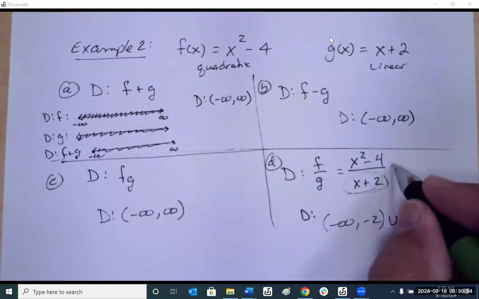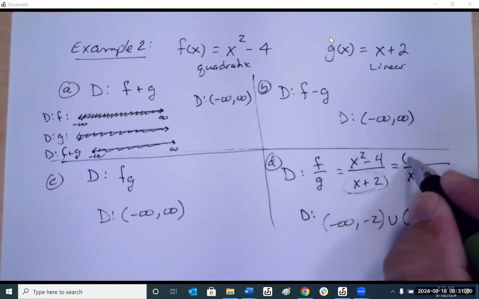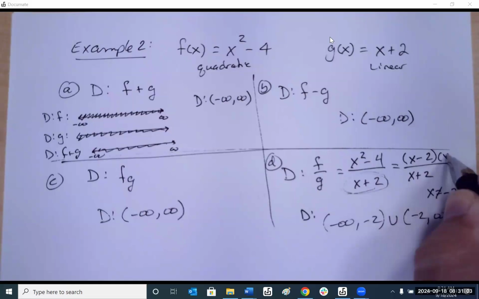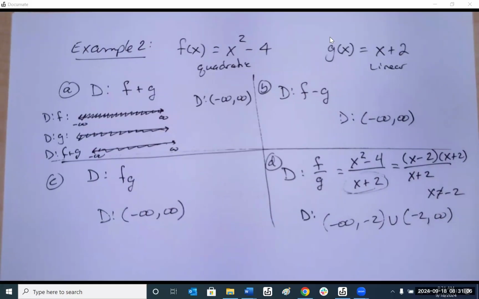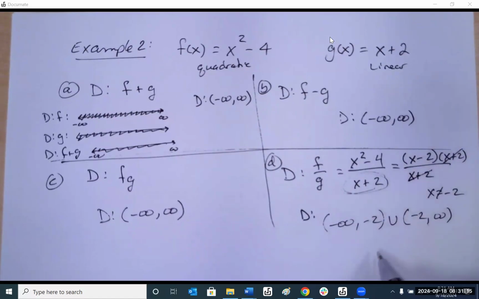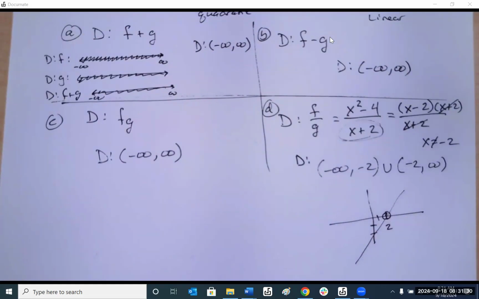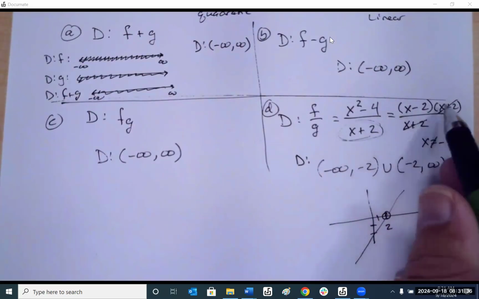Even though our graph, because this top one is a difference of two squares, it's x minus 2 times x plus 2, which we'll talk about a little bit in chapter 1. We'll go further into that next chapter. The x plus 2's cancel, so the graph is that of x minus 2. But at 2, we have a 0 there, an open spot, because it's a hole.